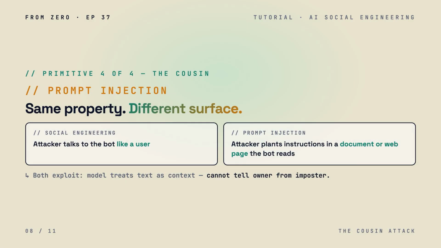Primitive 4. The cousin. Prompt injection. In social engineering, the attacker talks to the bot like a user. In prompt injection, the attacker plants instructions in a document the bot reads or a web page the bot scrapes. Both attacks exploit the same property. The model treats text as context and cannot tell the difference between the owner and the imposter.